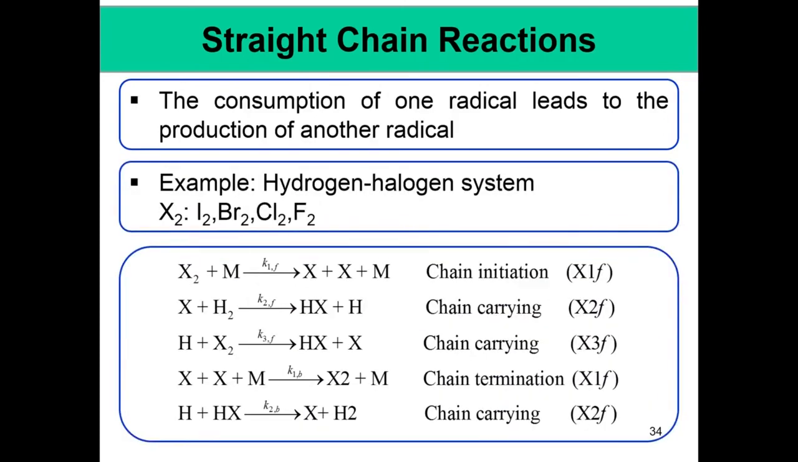For example, in the chain initiation, the halogen X2, when attacked with a third body M, breaks up into X and X and forms M. Then X, which is the chain carrier, reacts with H2 to form HX, and one X gives rise to one H. Another H that is formed gives rise to another X. Then X plus X is a chain termination reaction. But everywhere, one chain carrier gives rise to another chain carrier, and they are associated with a termination reaction. So in these reactions there is no multiplication of chain carriers. That is very important, as we will see later.